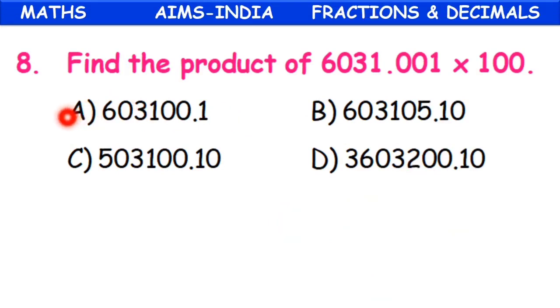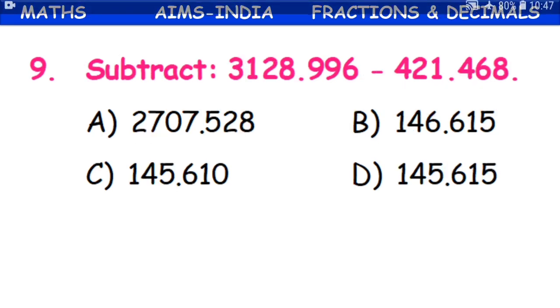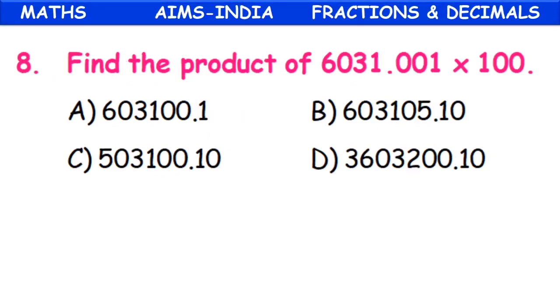Next question 8. Find the product of 6031.001 into 100. Now what are they saying here? We are having two decimal numbers which we have to multiply and find out the answer. We have not dealt with multiplication of decimal numbers. 6031.001 multiplied by 100.